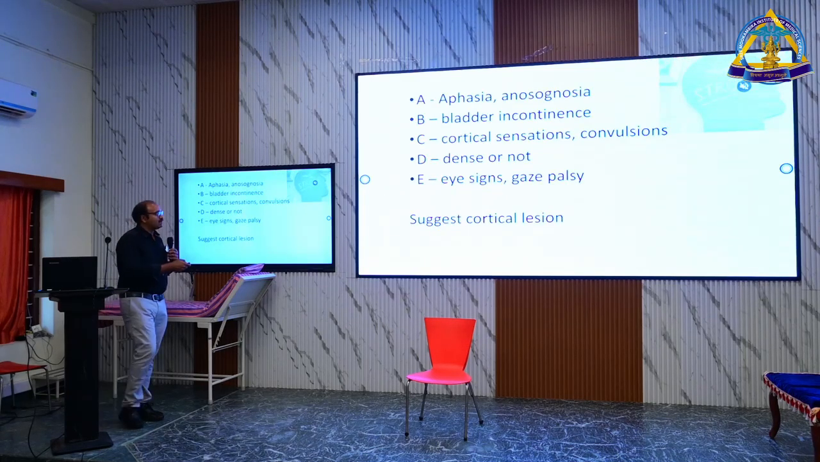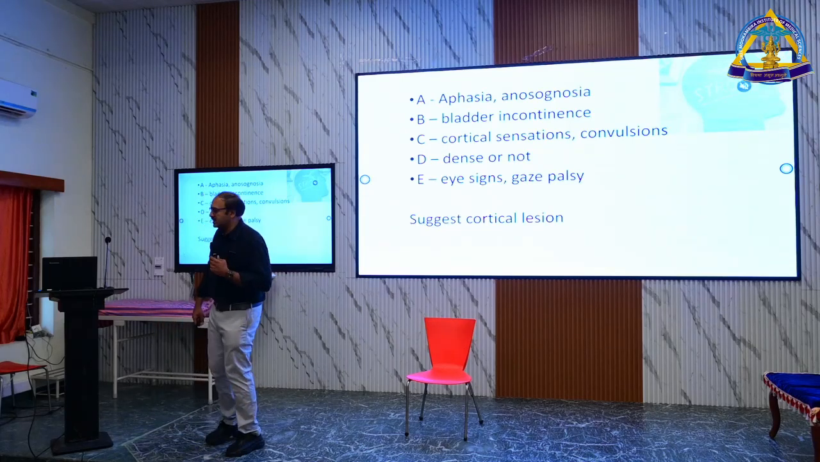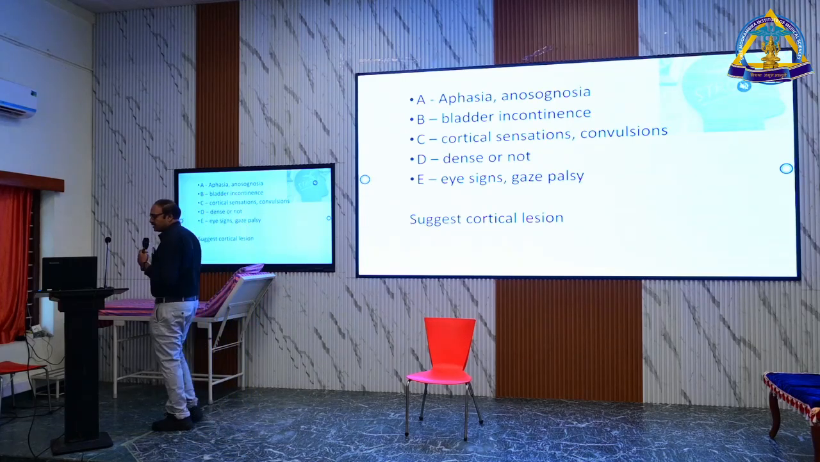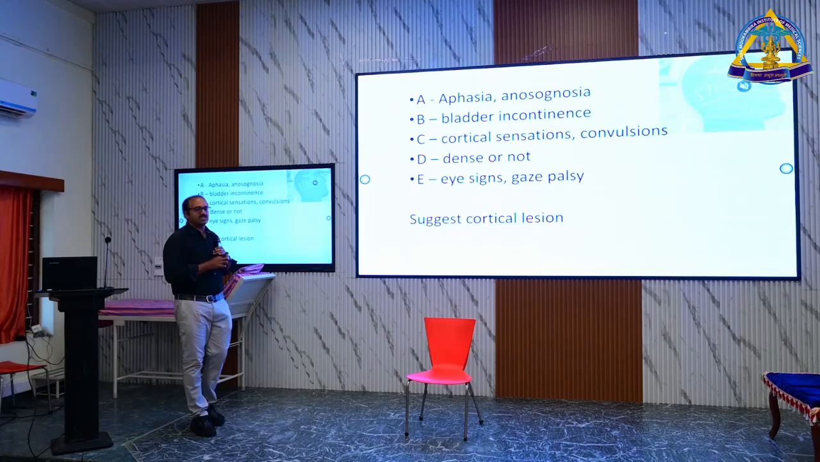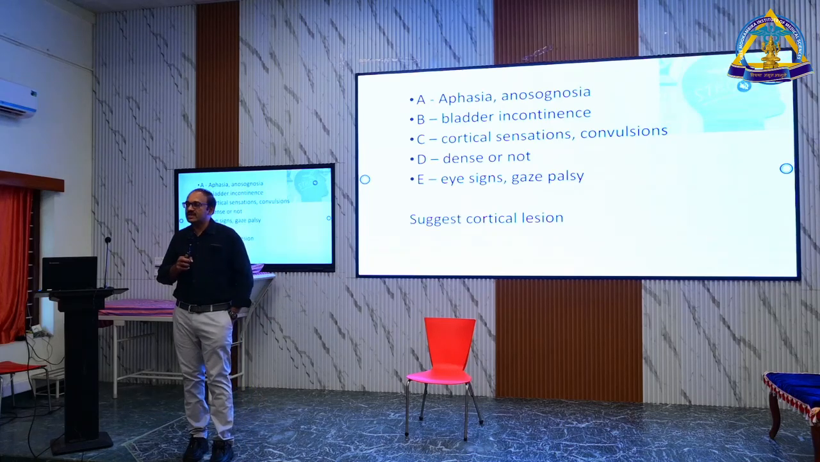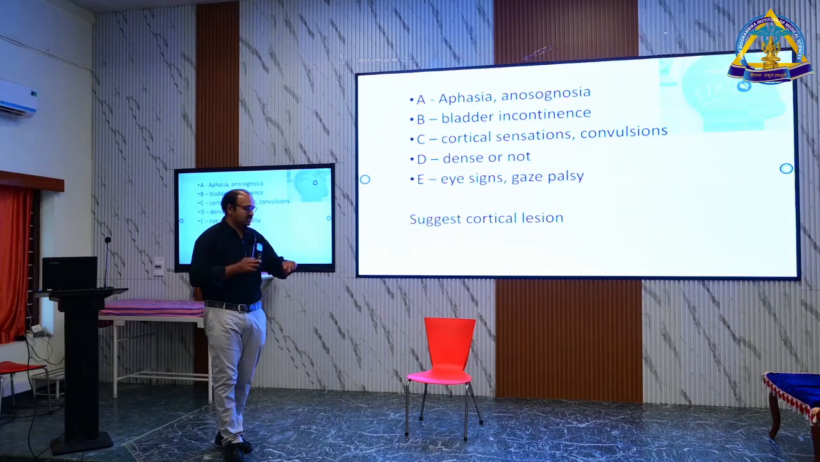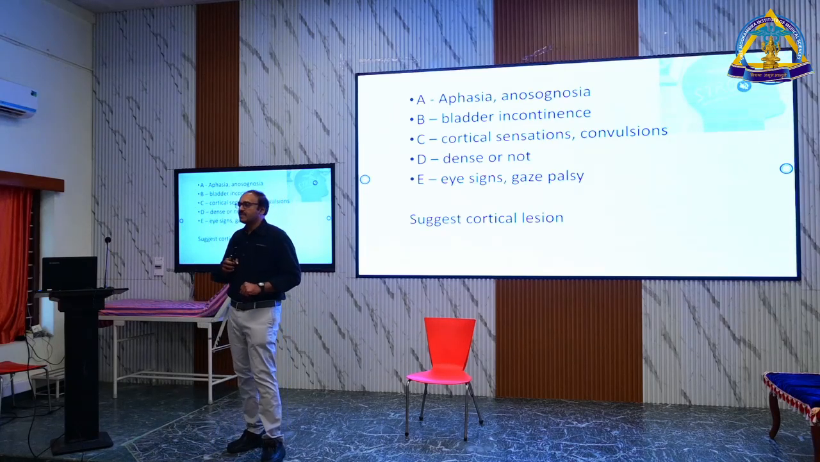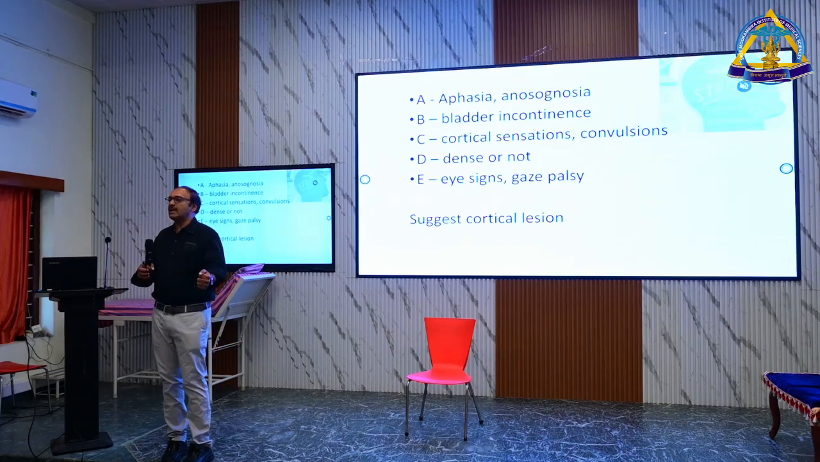This you can remember as a mnemonic, ABCD, cortical lesion. Suppose the lesion is in the cortex, what all things can happen? Number one is aphasia. Then anosognosia. Dominant cortex causes aphasia and non-dominant cortex causes anosognosia. So which hemiplegia patient is likely to have anosognosia, left hemiplegia or right hemiplegia? Right hemiplegia patients will develop aphasia. Left hemiplegia patients will develop anosognosia.